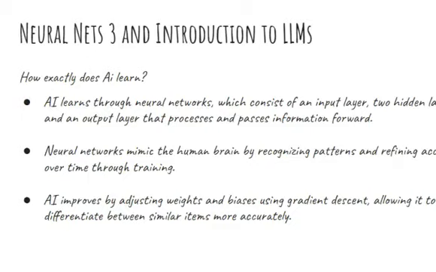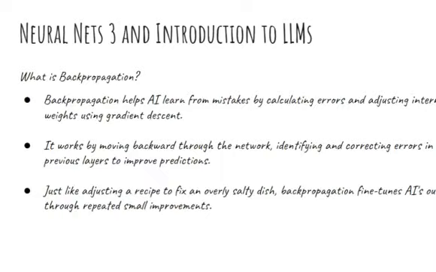This is where backpropagation comes in. Backpropagation is an algorithm that helps AI learn from its mistakes. It calculates how far off the AI is from the right answer, and then adjusts its internal weights using gradient descent. This process is repeated hundreds of millions of times until the AI makes an accurate answer or prediction.